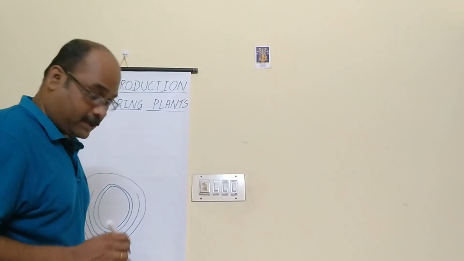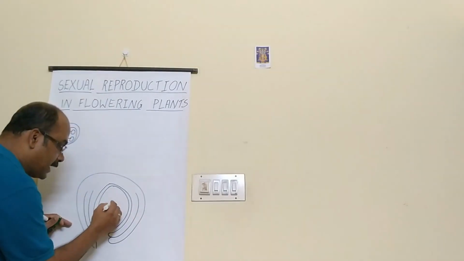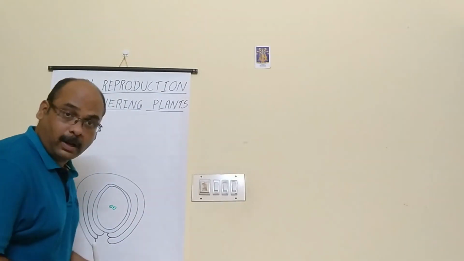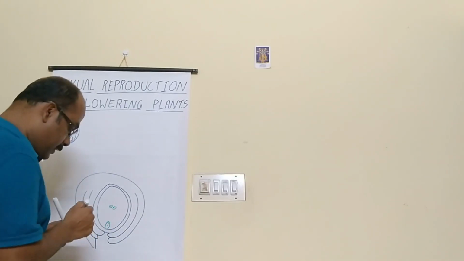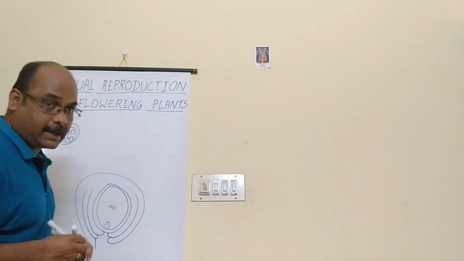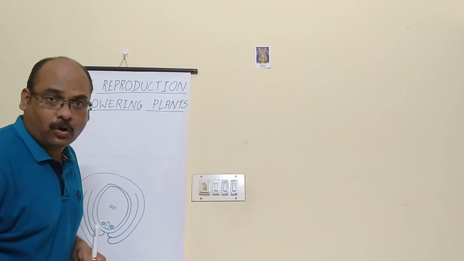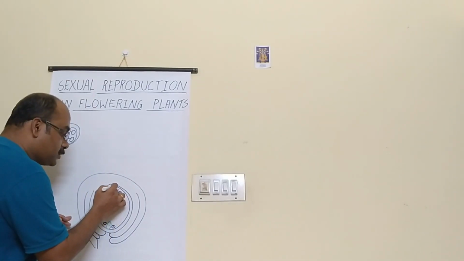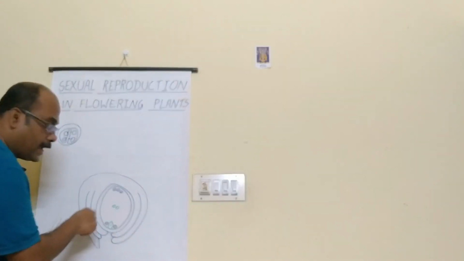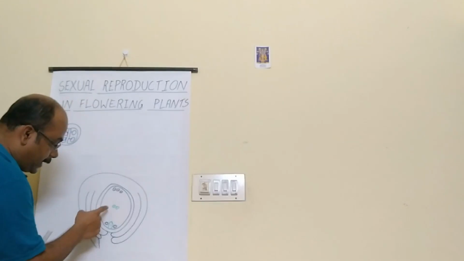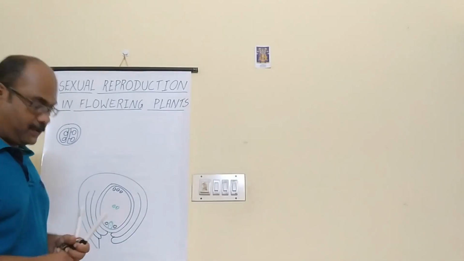And inside the embryo sac, there are a few cells: two cells in the center called polar nuclei, and one big cell near the micropylar region called the egg. That is the female gamete. Two other cells on either side of the egg are called synergids, and three cells on the opposite side are called antipodals. So a total of 8 cells are there. I have labeled 3 cells with a green color because only these 3 cells take part in fertilization.